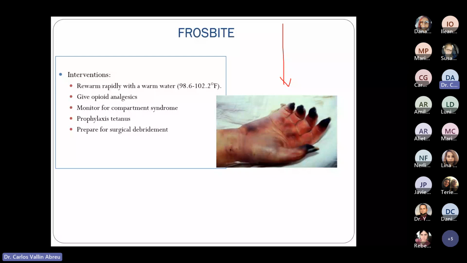If it is rewarmed early enough before the necrosis occurs, I mean, in a second or third degree of frostbite, you are saving a lot of tissue, because what is interesting and different in the tissue injury in frostbite compared with thermal burns is that the vasoconstriction makes it worse. Is that clear now?